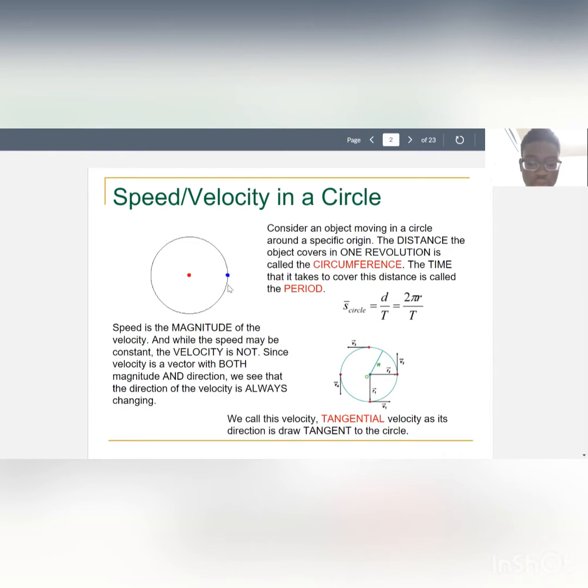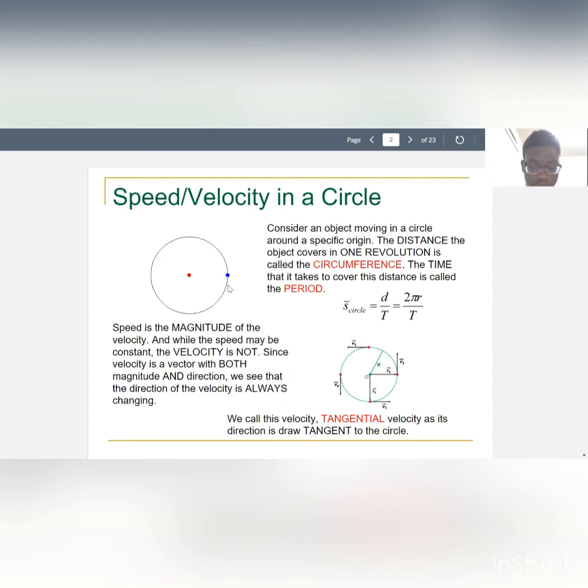And so don't be fooled though, because the speed is constant, that does not mean that the velocity is constant. Velocity is a vector, and the speed, like I said earlier, is constant, but the direction is constantly changing. So you can see how all the arrows are pointing in different directions. As the velocity is going, it's constantly changing direction. The magnitude is staying the same, but the direction is constantly changing.